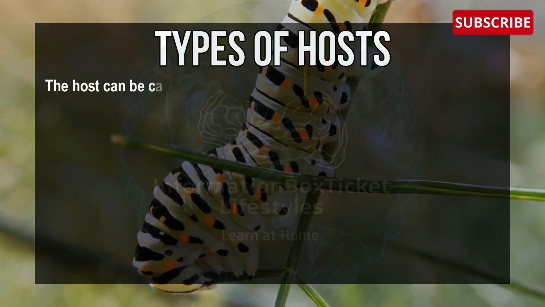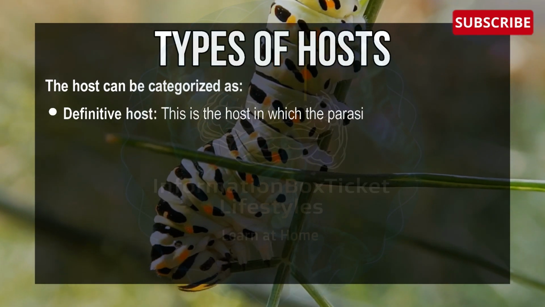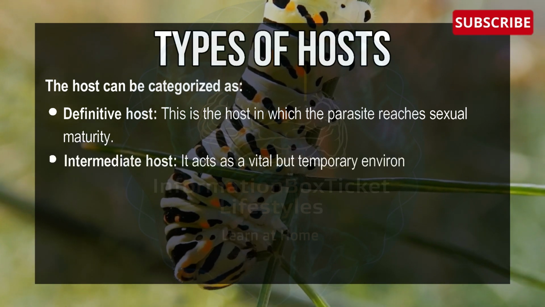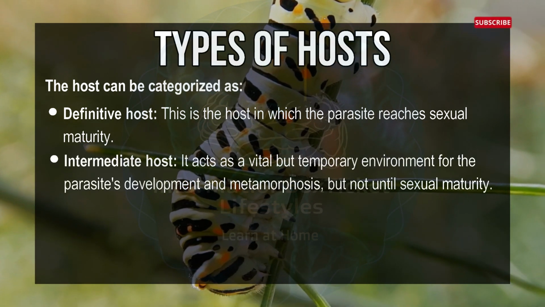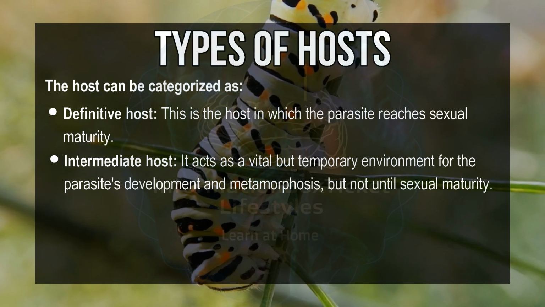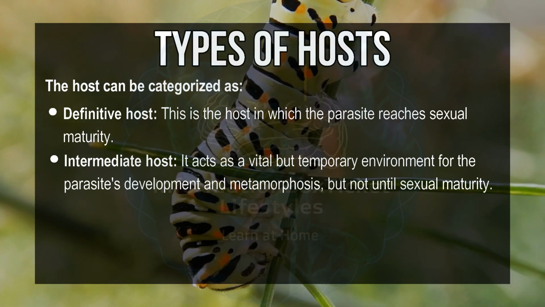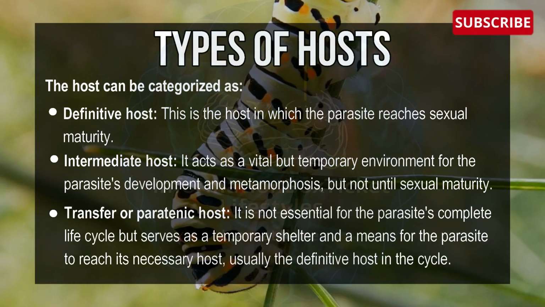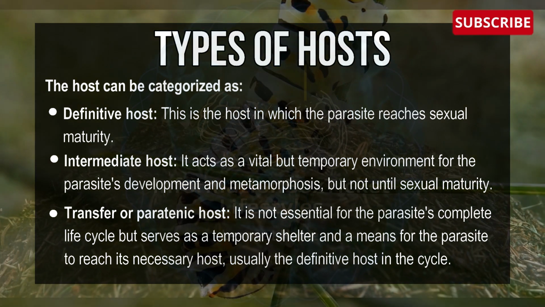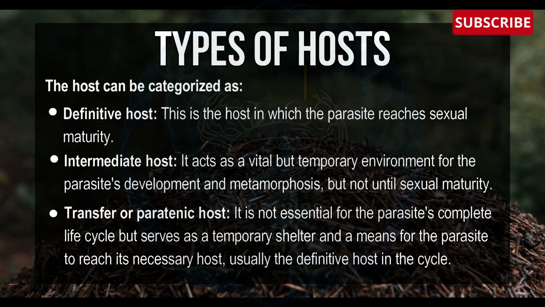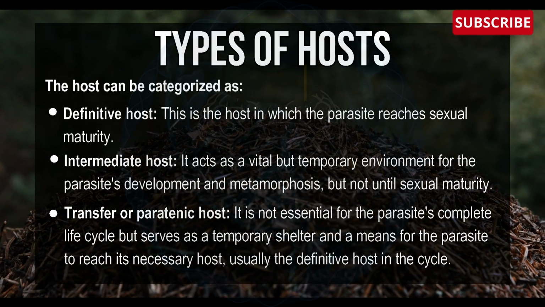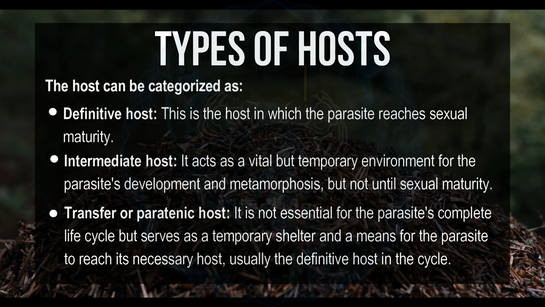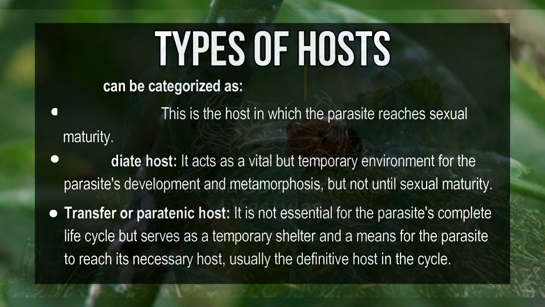Next, the types of host. The host can be categorized as definitive host. This is the host in which the parasite reaches sexual maturity. Intermediate host. It acts as a vital but temporary environment for the parasite's development and metamorphosis, but not until sexual maturity. Transfer or paratenic host. It is not essential for the parasite's complete life cycle but serves as a temporary shelter and a means for the parasite to reach its necessary host, usually the definitive host in the cycle.